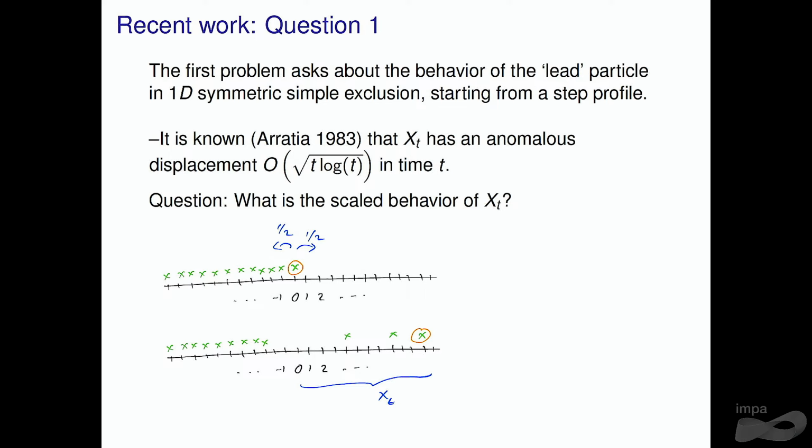The question is, what is the growth of this xt, the tag particle, and what are the limit theorems? It turns out that it's actually growing like square root of t log t. So if you didn't have any of the other particles, it would be just square root of t, right? So there's an extra log t.